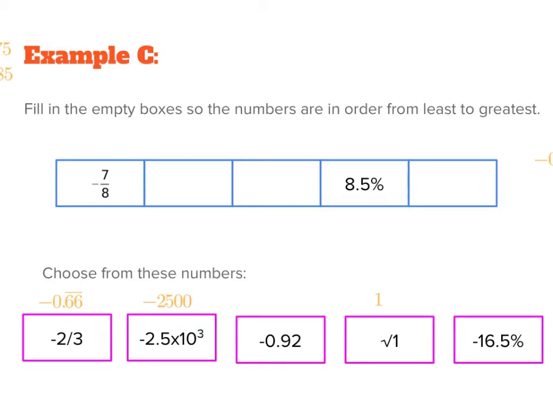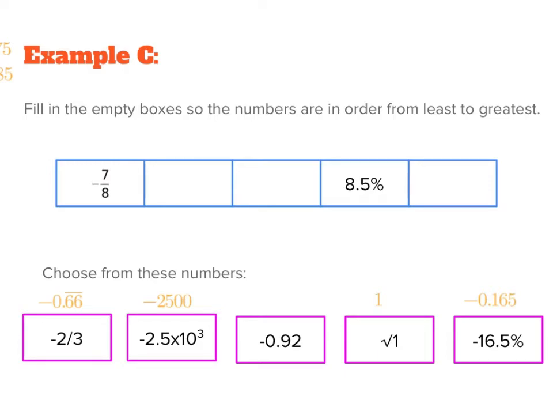And negative 16.5%, again, it does have a decimal, and it is a percent. It is a percent with a decimal, not just a regular decimal. So I'm going to move my decimal 2 places to the left, and I get negative 0.165. So I've got everything converted to decimals. However, that doesn't help me with the negative 7/8 and 8.5%. I have to also convert those to decimals in order to figure out which numbers fit in between.